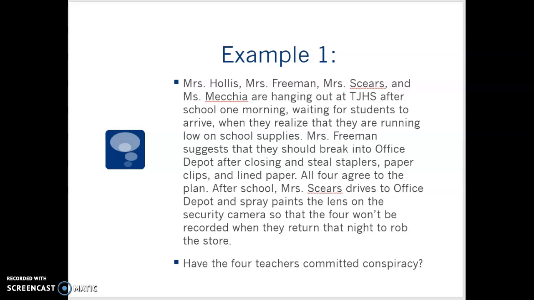All right, so we're at the school. We're waiting for the kids to arrive. We realize we're running low on supplies. Mrs. Freeman suggests we should break into Office Depot after closing and steal the staplers, paper clips, and line paper, all of the things you need to teach a proper social studies course. We all agree to the plan. Mrs. Sears drives to the Office Depot and spray paints the lens on the security camera so that we won't get caught because the recording won't have a way to pick us up, okay?